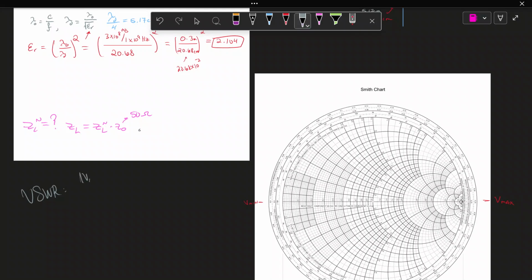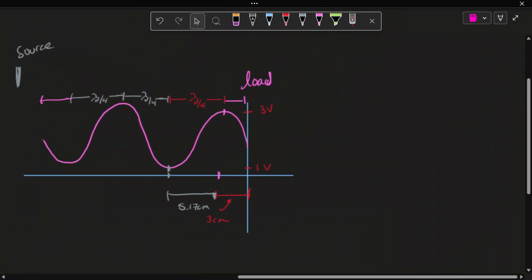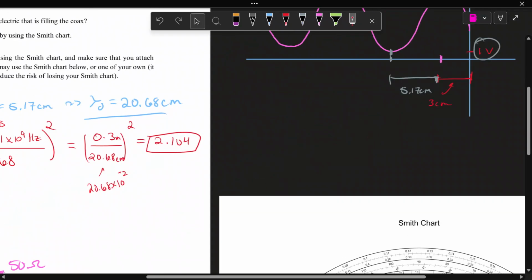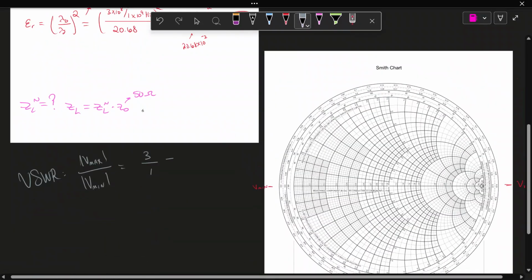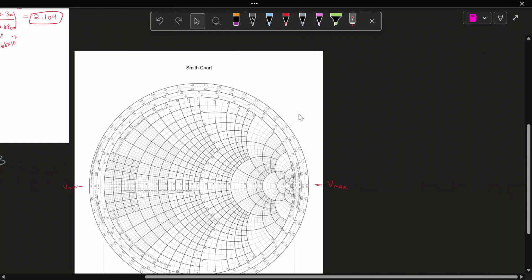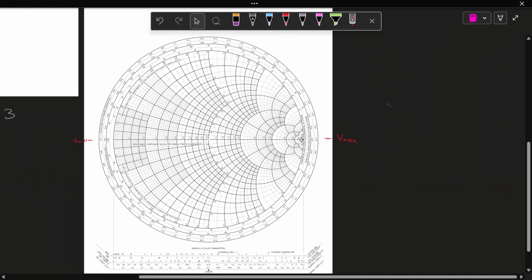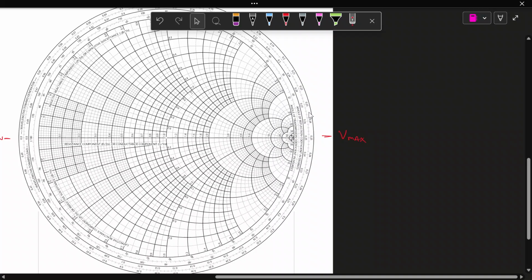That's the magnitude of our Vmax divided by the magnitude of our Vmin. Well, what are Vmax and Vmin? We have 3 as our Vmax and 1 as our Vmin, right? We have 3 volts here and 1 volt here. So our VSWR is going to be 3. What is VSWR in terms of a Smith chart? VSWR is the circle you create around the center with the radius of whatever your VSWR is.